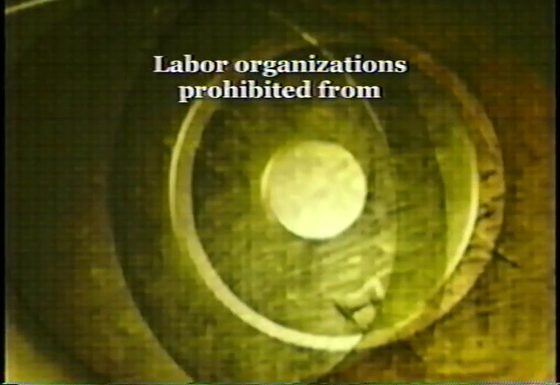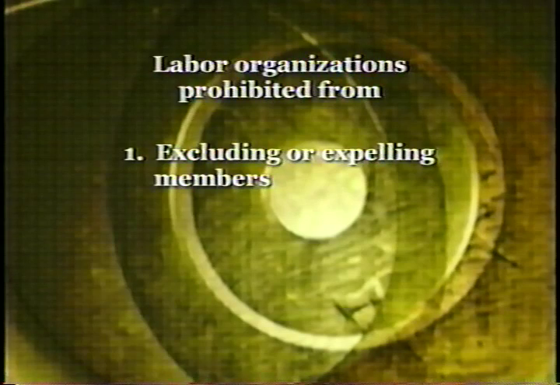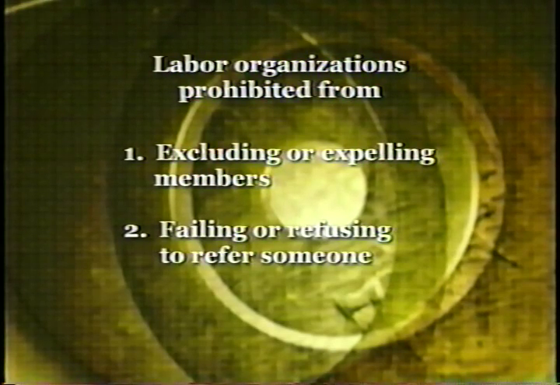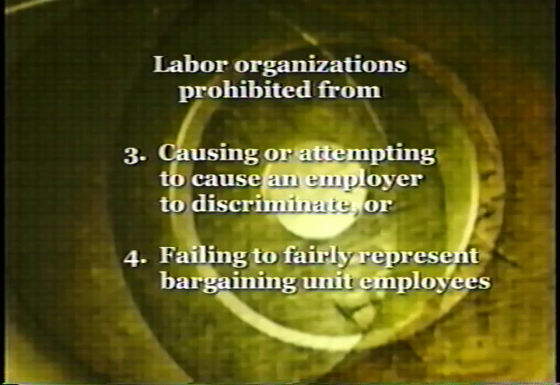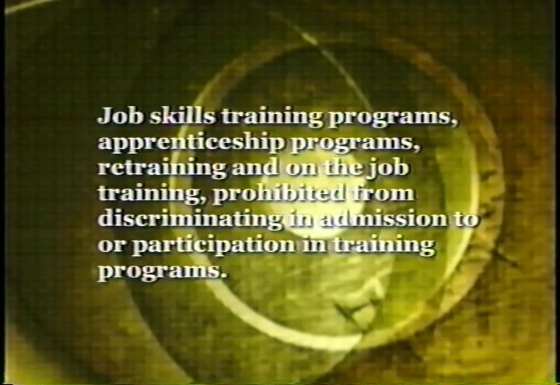Labor organizations are covered both as representatives of employees and, if they're large enough, as employers. But solely as labor organizations, they are prohibited from excluding or expelling anyone from membership, failing or refusing to refer someone to a job, causing or attempting to cause an employer to discriminate, or failing to fairly represent a bargaining unit employee, where any of these actions was based on an employee's protected status. People running job skills training programs, including apprenticeship programs, retraining, and on-the-job training, are prohibited from discriminating in admission to or participation in such training programs.